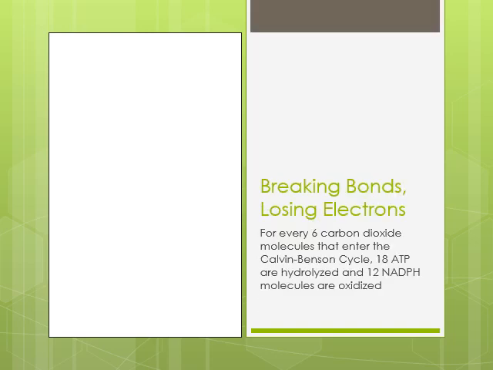For every 6 carbon dioxide that enter the cycle, you're going to use up or hydrolyze 18 ATP and 12 NADPH. It's a lot of energy. What does it mean to hydrolyze something? You're cutting it using water. It's hydrolysis. And what happens when you cut something? You release energy. And now you're going to use that energy to make glucose.